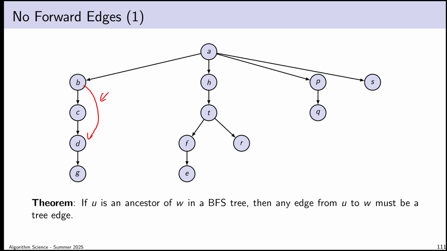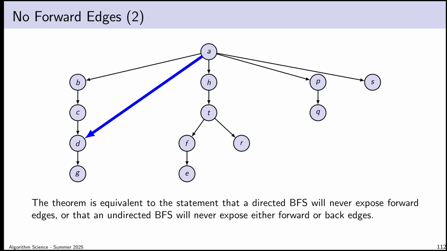It is impossible for there to exist an edge from a particular vertex to one of its descendants unless that edge is a tree edge, which means, of course, that this is equivalent to saying that there cannot exist a forward edge. So the theorem is equivalent to the statement that a directed BFS will never expose forward edges, or that an undirected BFS will never expose either forward or back edges. And so this will be the proof of that exercise from earlier about undirected BFS traversals.